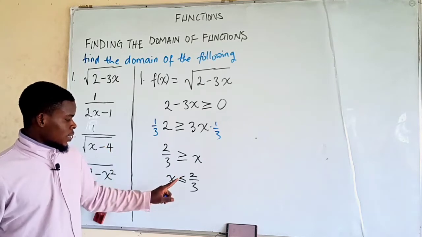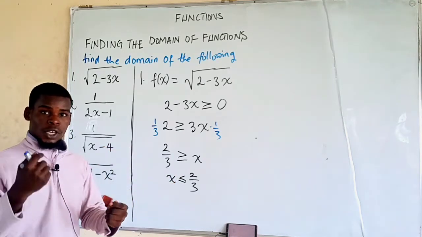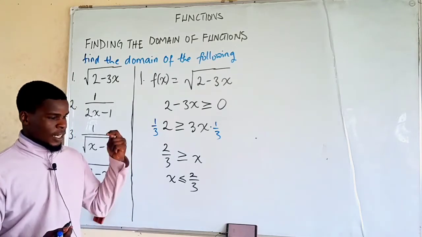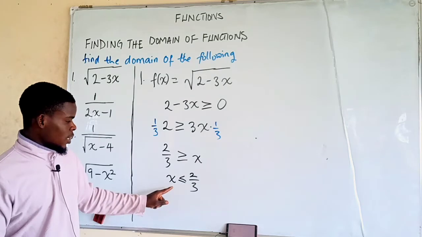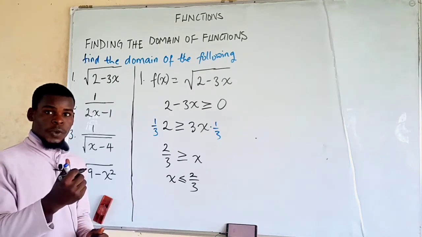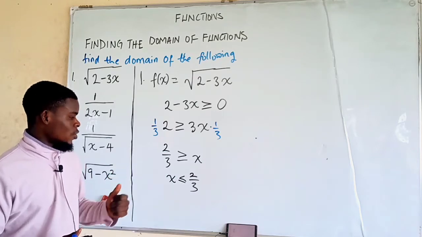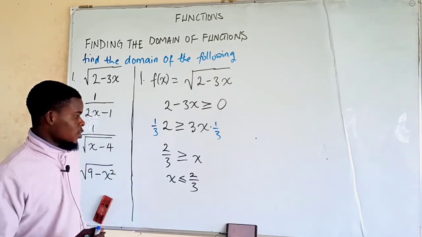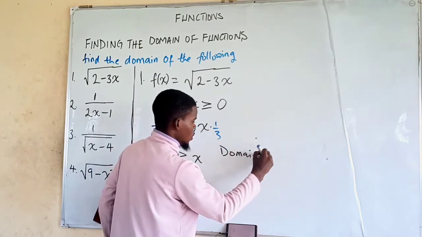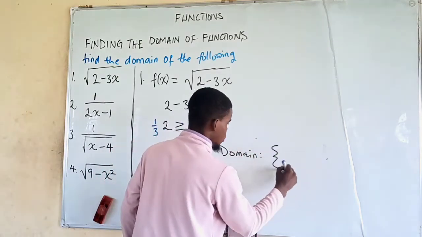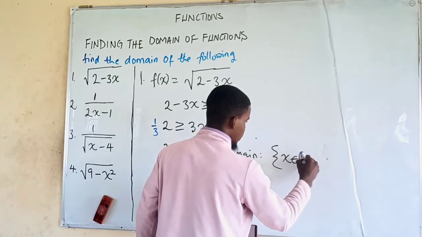Now, since we're talking about real numbers here, when we talk about functions, we're talking about real valued functions, and the domain is a set of real numbers. So the x here being less than or equal to 2 over 3 means all real numbers less than or equal to 2 over 3. Now, since the domain is a set, I would like to write the domain of this function using set notation such as this. So the domain will be a set containing real numbers x, right?